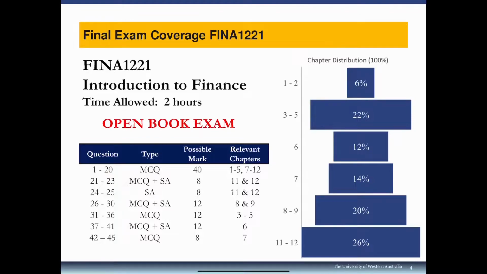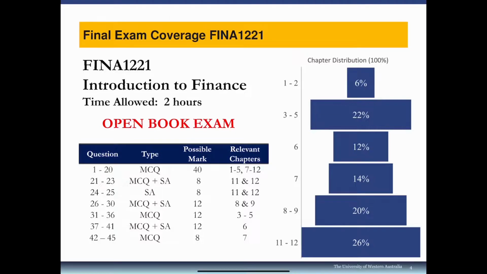We have 45 questions. So 40 MCQ questions, multiple choice, and 5 short answers. Each MCQ question is 2 points, and each short answer is 4 points. So here on the bottom left corner, we give you the exact decomposition of the questions.